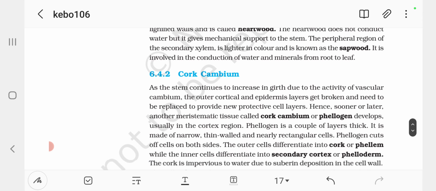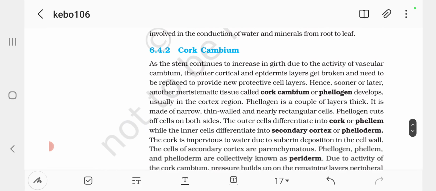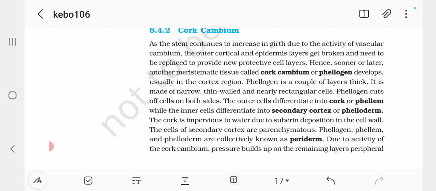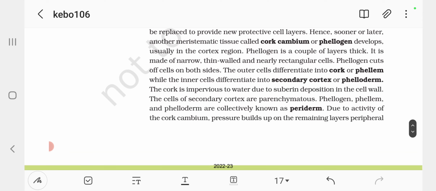The peripheral region of the secondary xylem is lighter in color and is known as sapwood. It is involved in conduction of water and minerals from root to leaf. 6.4.2 Cork cambium. As the stem continues to increase in girth due to the activity of vascular cambium, the outer cortical and epidermis layers get broken and need to be replaced to provide new protective cell layers. And sooner or later, another meristematic tissue called cork cambium or phellogen develops, usually in the cortex region.